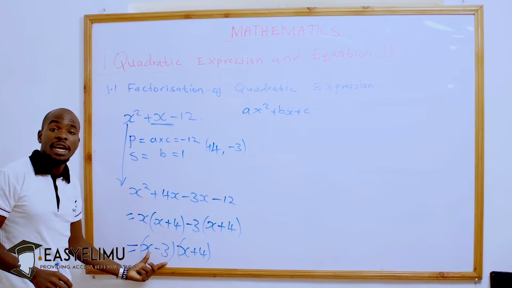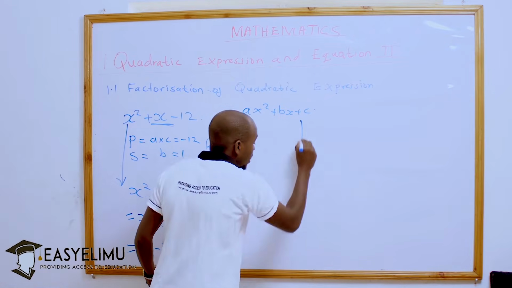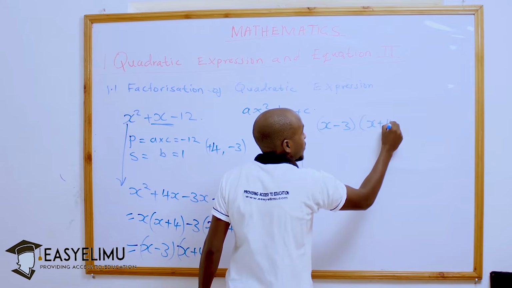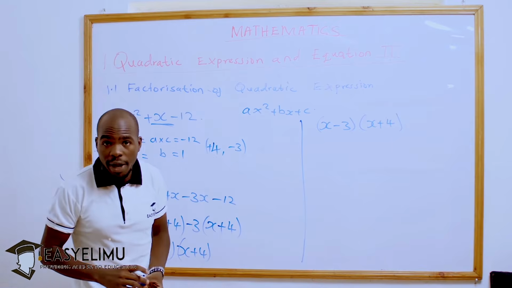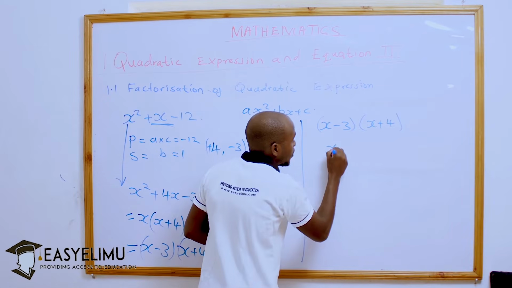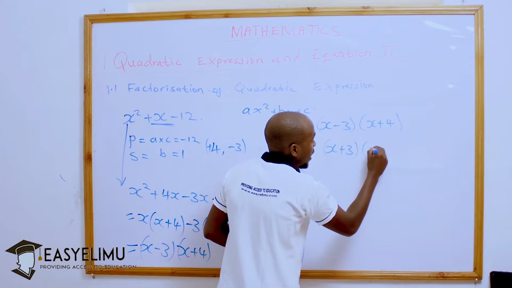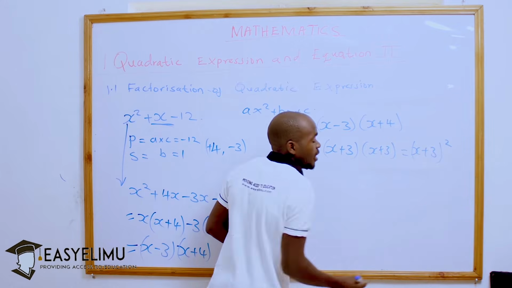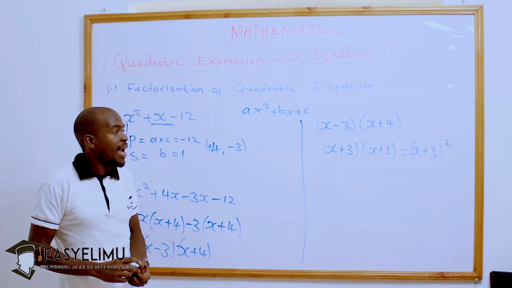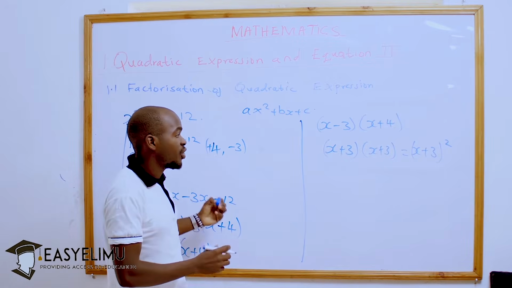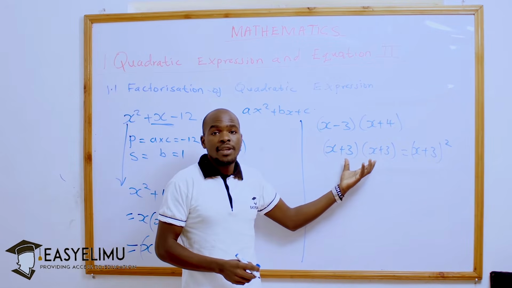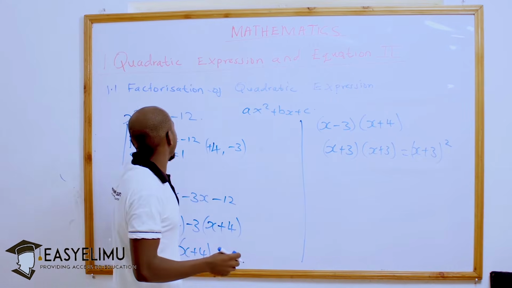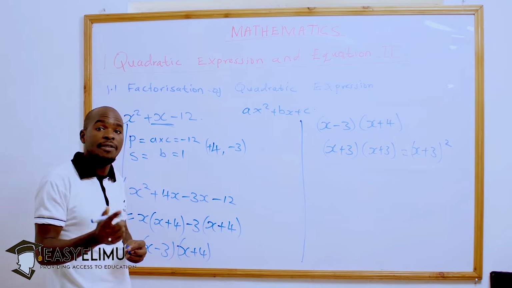Remember, this one we are getting is x minus 3, and this one is x plus 4. The factors in the two brackets are not the same. But remember the previous one, we had x plus 3 and x plus 3, which gave us x plus 3 squared. We identified that the previous expression gave us two factors which were identical. But this expression here is giving us two different factors.